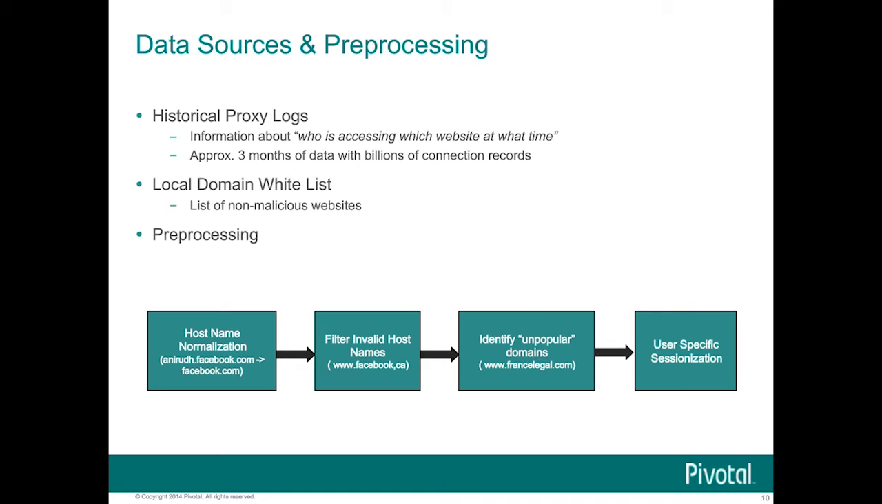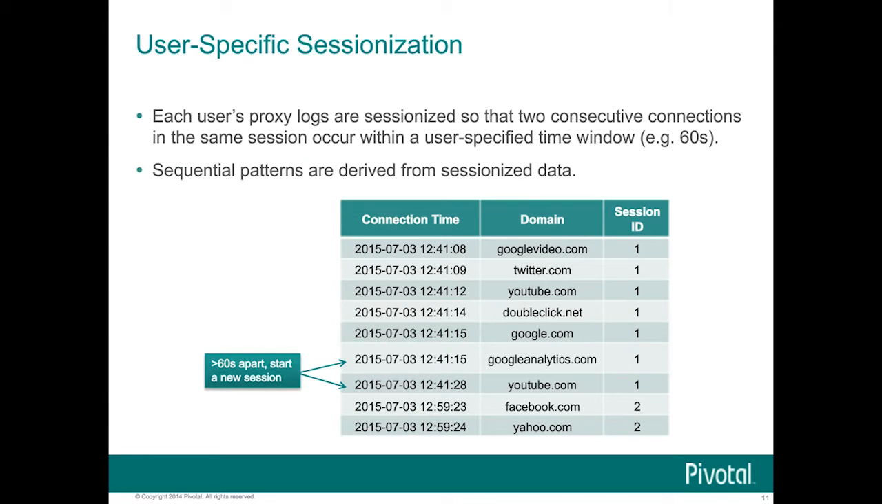Once we do all these pre-processing steps, including hostname normalization, filtering invalid host names, and identifying unpopular domains, the next step is to do a user-specific sessionization, which I'll go into in detail in the next slide. For each user's proxy logs, we sessionize the proxy logs into consecutive sessions if the domains in the two sessions are separated by a user-defined time window, for example, 60 seconds.